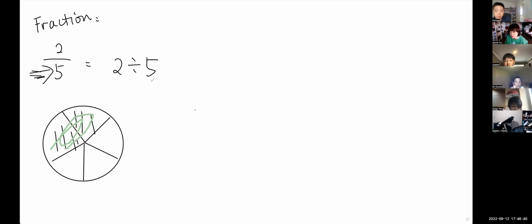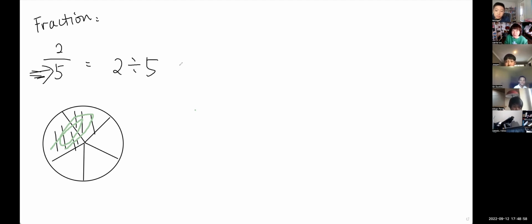So what does 2 divided by 5 mean? 2 divided by 5 is 2 divided by 5. Oh, the Maris, because Maris is Maris, okay? No, Maris is a boy, okay? Maris is a very handsome boy.